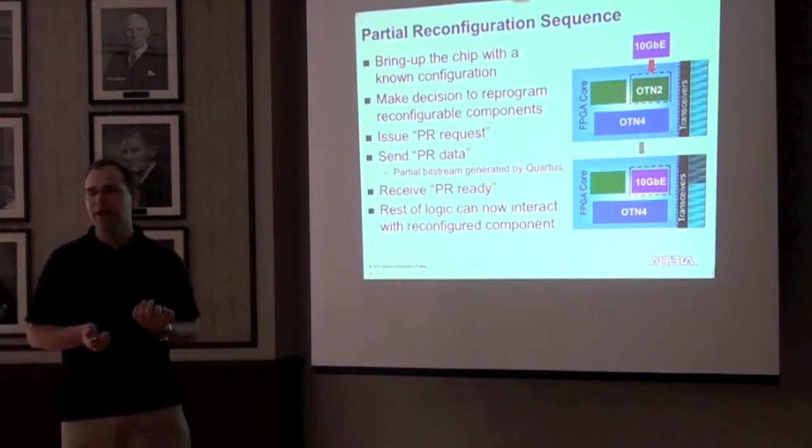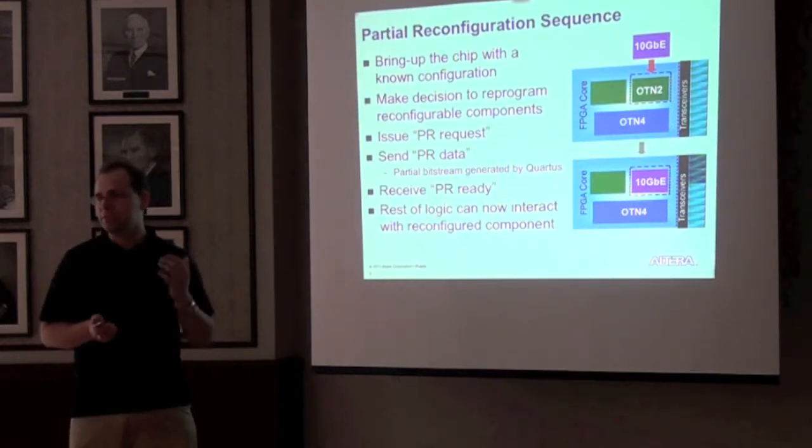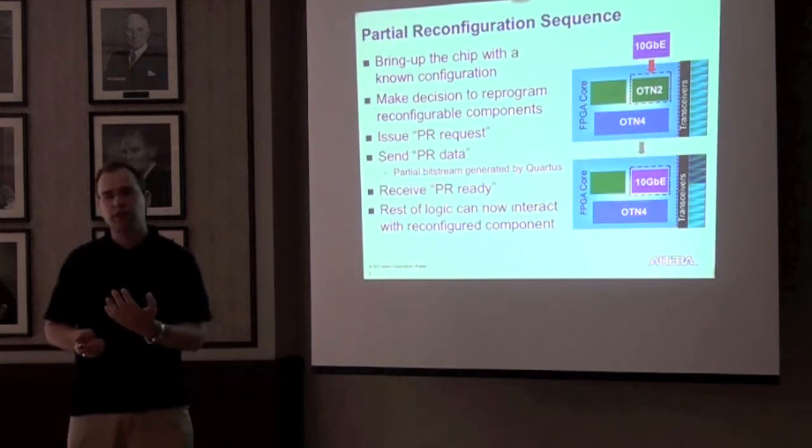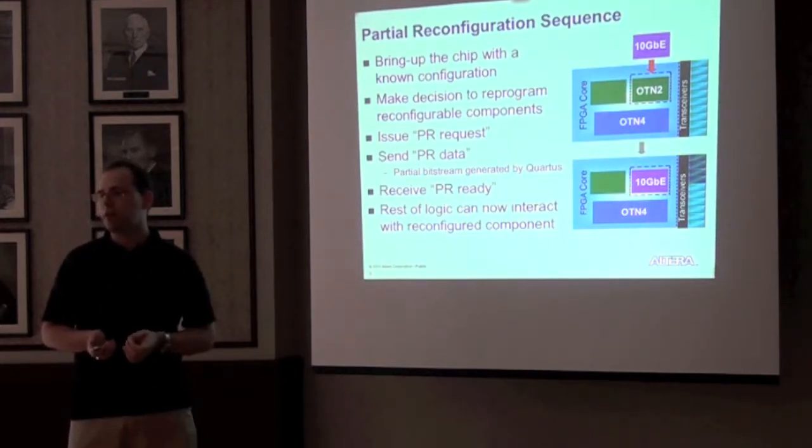So at a high level, what's the sequence when someone wants to engage partial reconfiguration? First, they need to bring up the chip with a known configuration by programming a bit stream generated by Quartus for that base image. And then someone, somewhere, makes a decision to reprogram one or more of the programmable components.